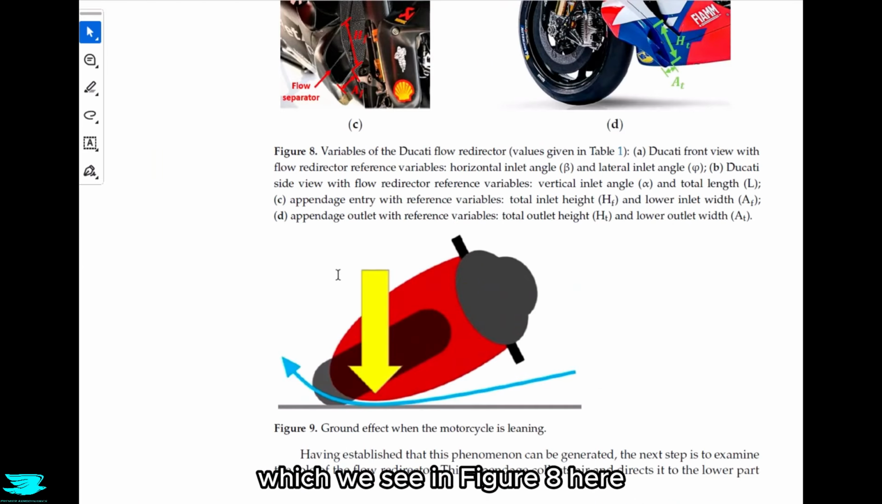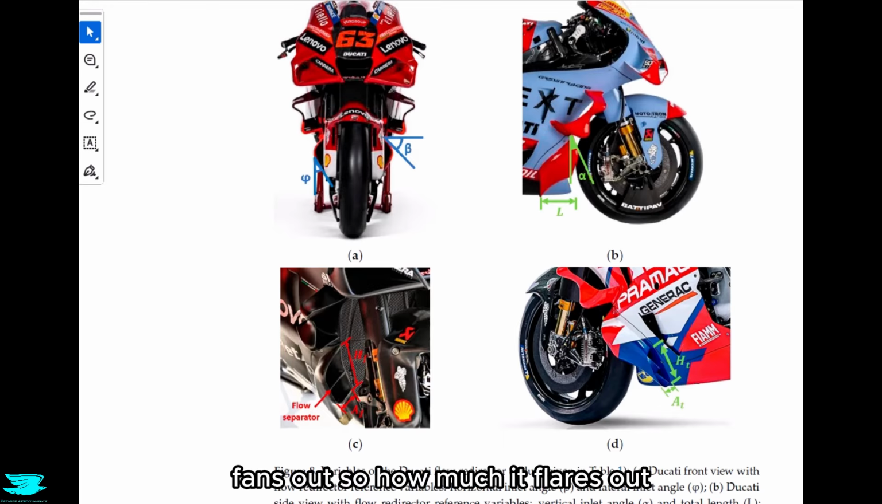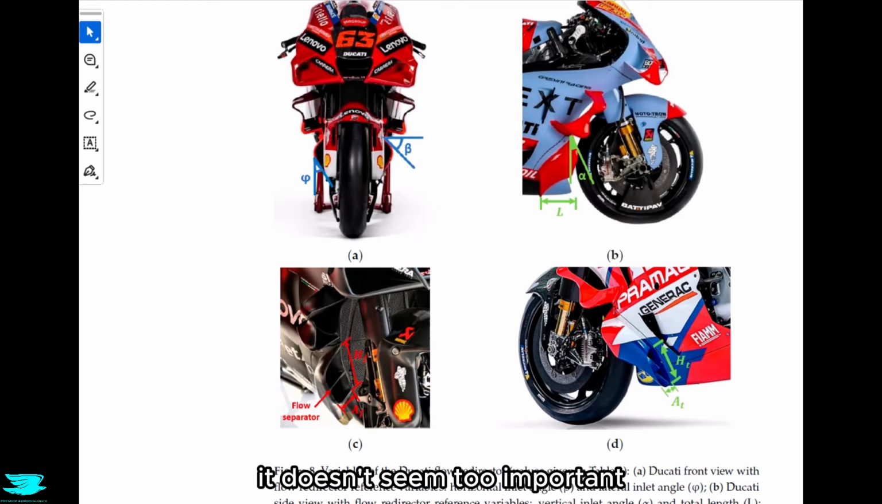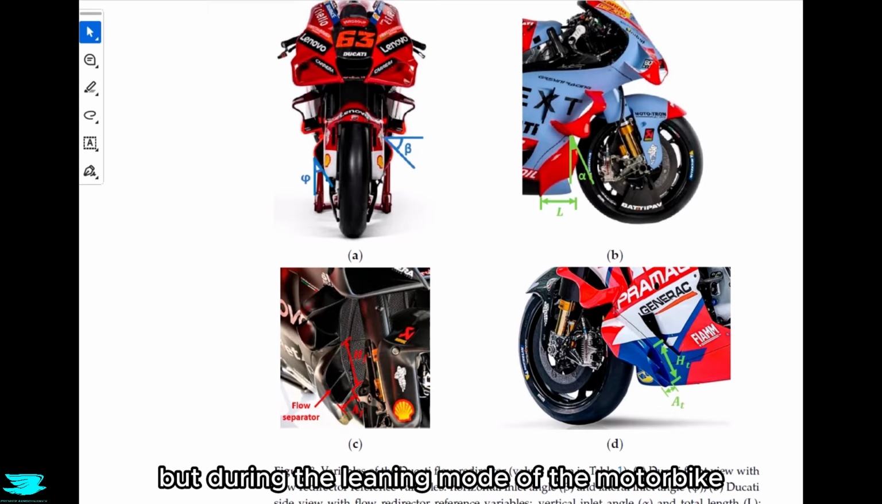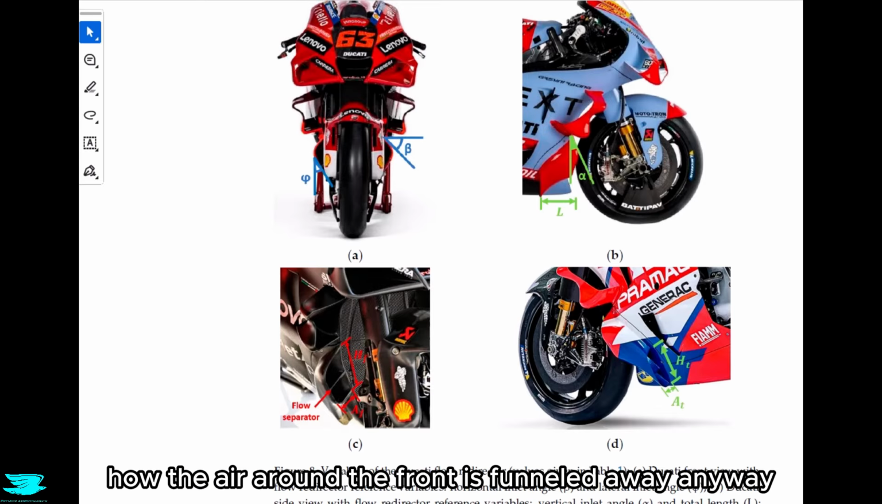So the first thing that governs the flow redirector's geometry that we're talking about is the beta angle, which we see in figure 8 here, is pretty much how the top of the side of the inlet fans out, so how much it flares out. The authors looked at two different degrees, 25 degrees and 40 degrees. I'm quite curious to see the effects of this angle and how it affects really the flow around it, because on the face of it, it doesn't seem too important, but during the leaning mode of the motorbike, perhaps this changes how the air around the front is funneled away.